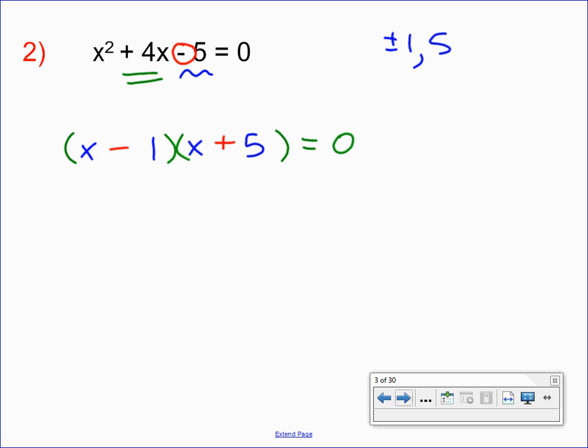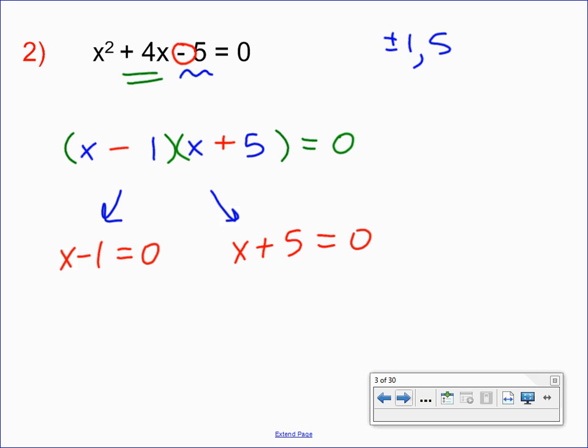I've just factored completely. Now that I have fully factored form set equal to 0, I can utilize the zero product property. I know the only way for these things to be multiplied together and have a result of 0 is if the first thing equals 0 or the second thing equals 0. So I'll go ahead and break this up into two separate equations. I'll set each factor equal to 0 and solve separately. So x minus 1 could equal 0 or x plus 5 could equal 0.